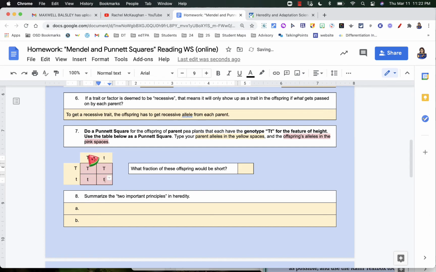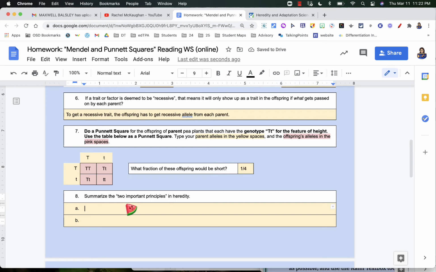And then you take this big T and bring it down into both boxes. Tradition states that you put the big letter first. Little t's, you bring down into this column. Okay. What fraction of these offspring would be short? Well, this is tall, this is tall, this is tall, this is short. 1 out of 4. 1 out of 4 would be short.